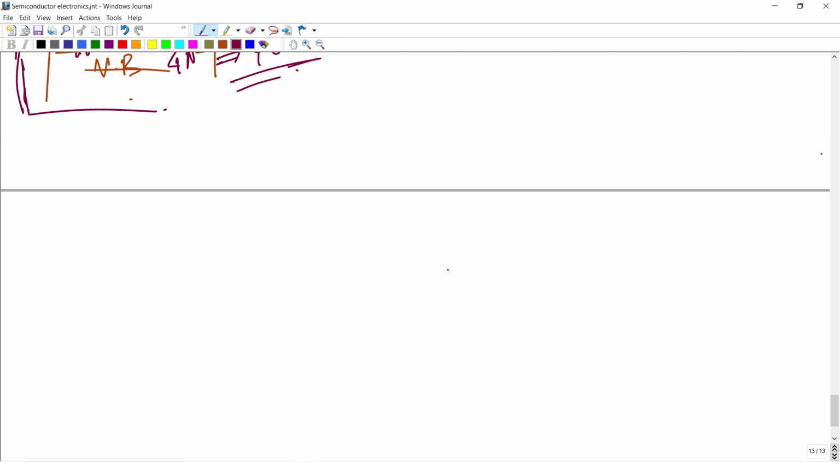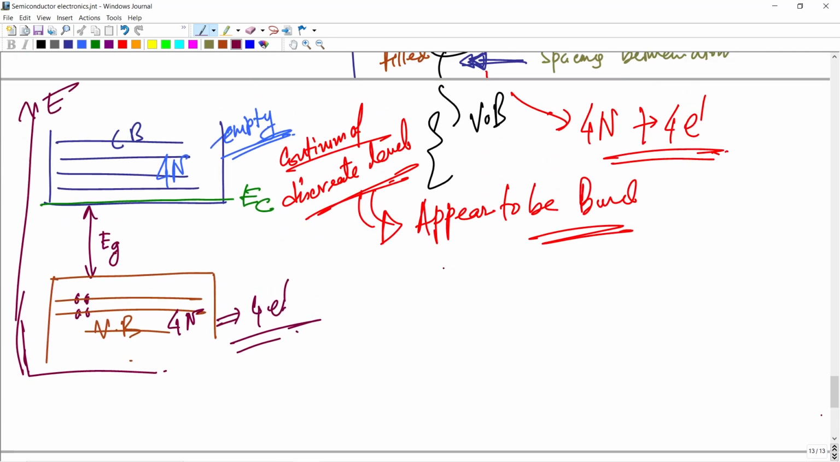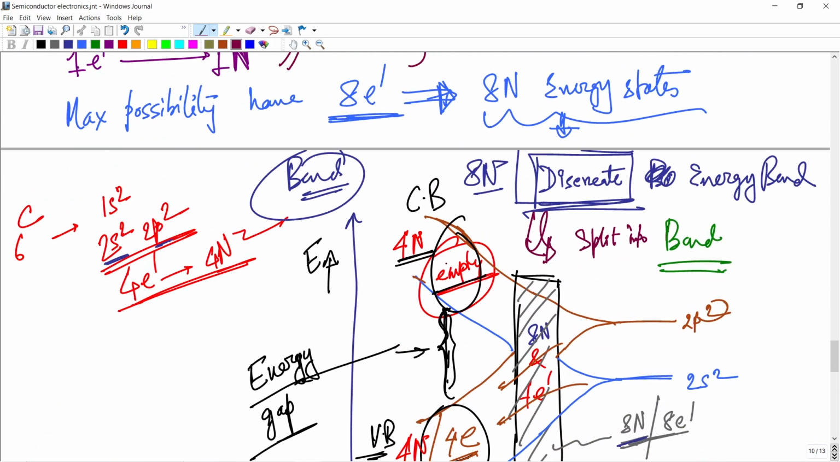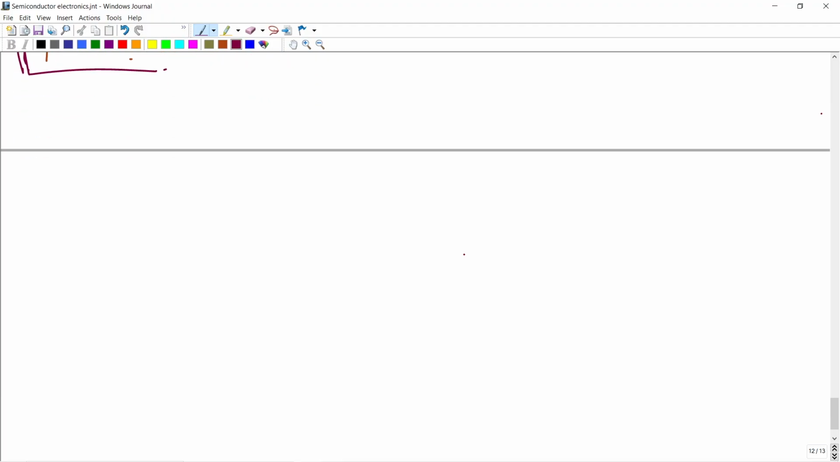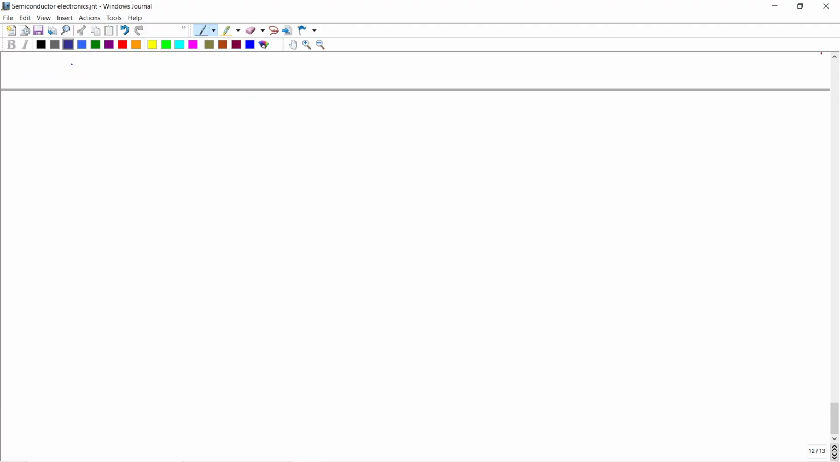So today is a continuation of semiconductor devices. In the previous class we started with how the band looks, and today we discuss the energy band diagram. So, starting with the energy band diagram.